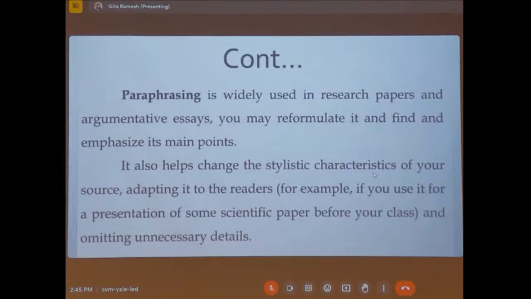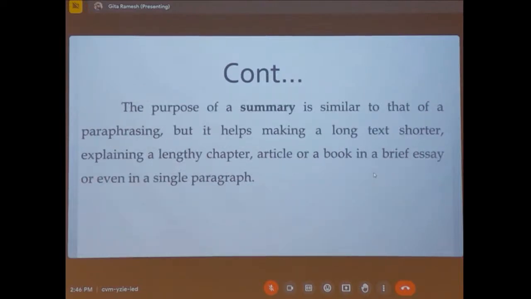Paraphrasing, as told to you earlier, can be used in research papers and essays where you may reformulate it and emphasize the important or key points as related to your study. That is paraphrasing. And the purpose of summarizing or summary is very similar to that of paraphrasing, but long sentences are made into short ones and you only summarize the whole article in 100 words, 200 words or in a paragraph. Then it is known as summary.